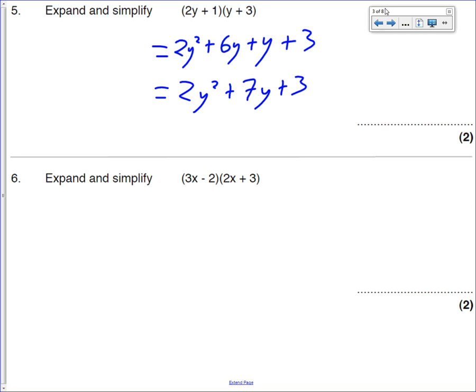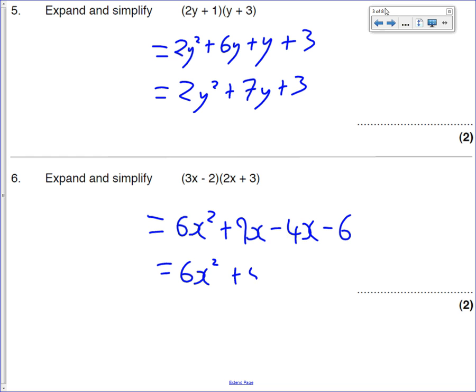Number 6, same idea again. Do 3x times 2x squared, 6x squared. Then do 3x times 3, 9x, sorry. Then do minus 2 times 2x, minus 4x. Then do minus 2 times 3, which is minus 6. Simplify that to get 6x squared plus 5x minus 6.